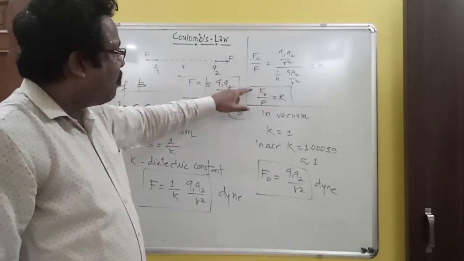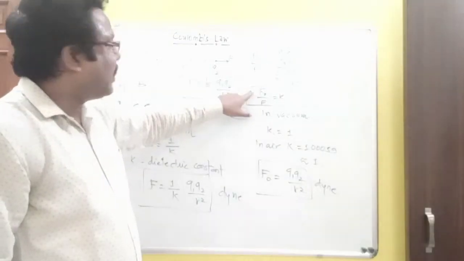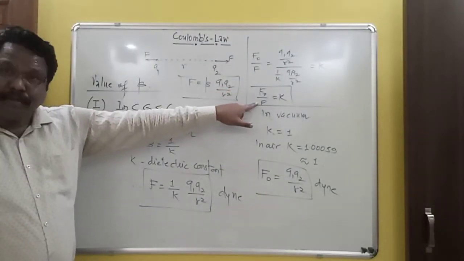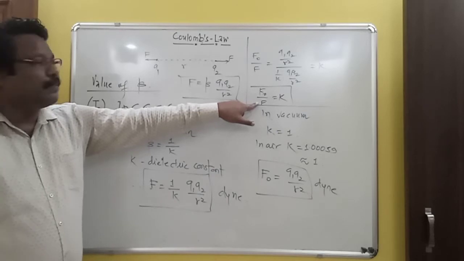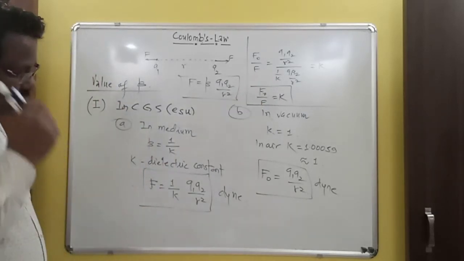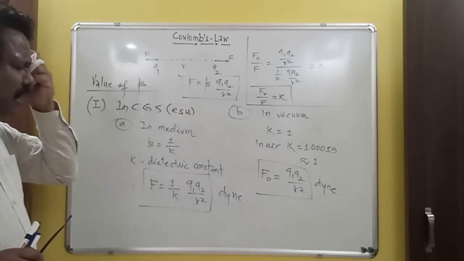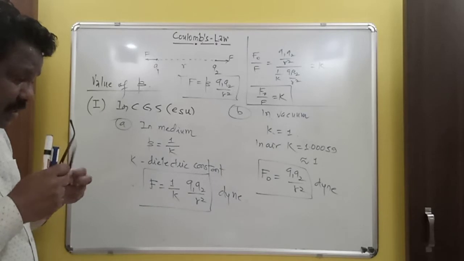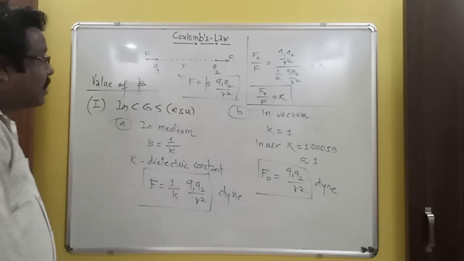So the ratio of force between 2 point charges in vacuum to the force between the same 2 point charges the same distance apart in a medium is called what? Dielectric constant of the medium. Okay, so here we are dealing with the force in different systems of units, in medium and in vacuum.